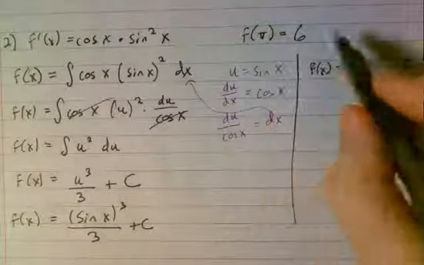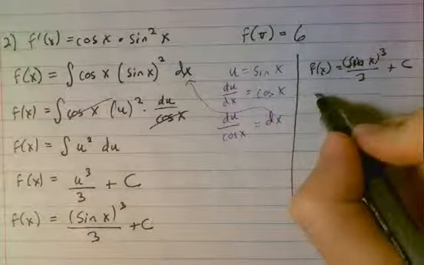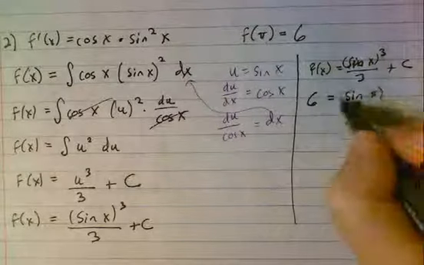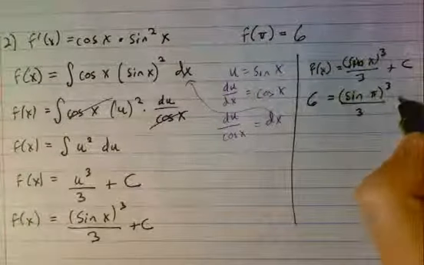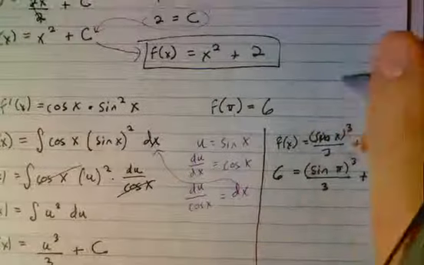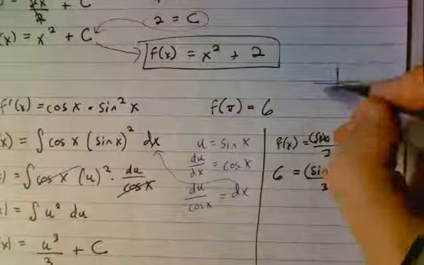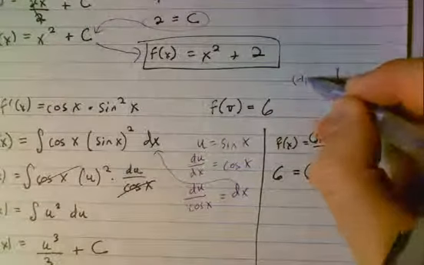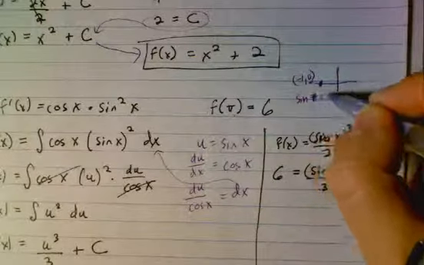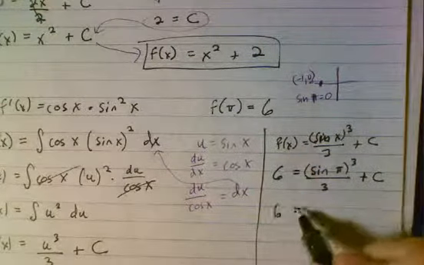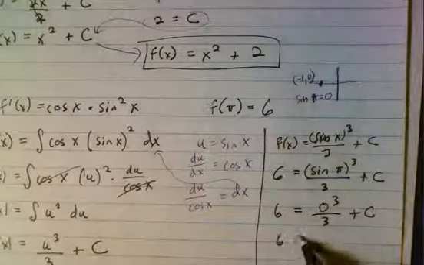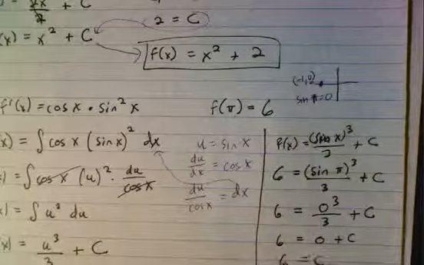We know that f of pi equals 6, so we're going to put 6 in for f of x and pi in for x. So we're going to have sine of pi cubed over 3 plus c. Now we need to find the sine of pi, so I'm just going to draw my axes. This point is -1, 0. Sine is the y. So sine of pi equals 0. 6 equals 0 cubed over 3 plus c. 0 cubed over 3 is just 0, so 6 equals 0 plus c. 6 equals c.